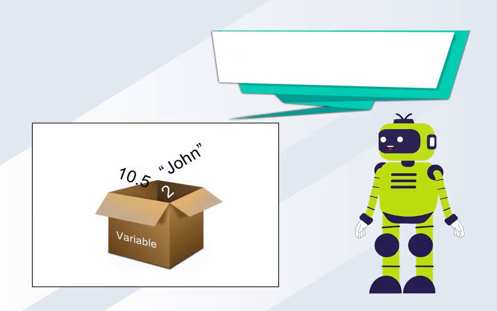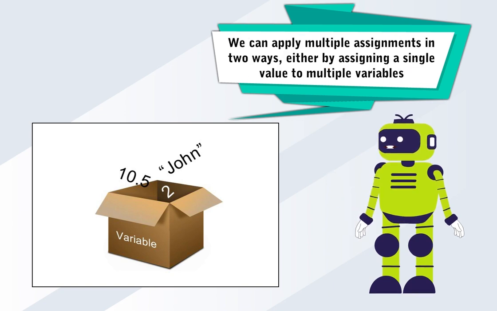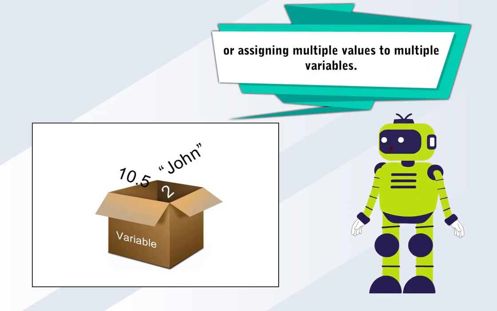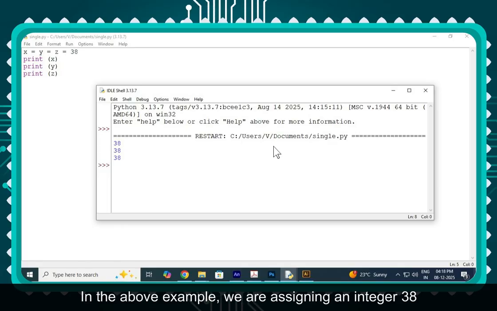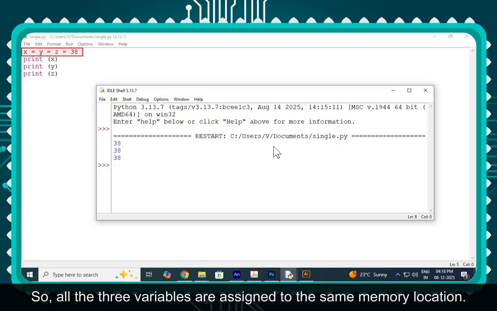Multiple assignments. We can assign a value to multiple variables in a single statement. It is known as multiple assignment. We can apply multiple assignments in two ways, either by assigning a single value to multiple variables or assigning multiple values to multiple variables. In the above example, we are assigning an integer 38 to all the three variables. So, all the three variables are assigned to the same memory location.